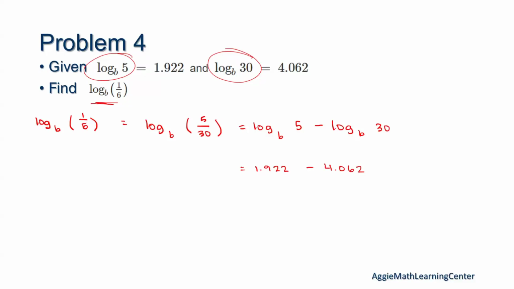Okay, does anyone have any questions on how I did that? Okay. So if I take 1.922 minus 4.062, I get negative 2.14. And that is the answer. Okay? So for this one, look at what you're given and look at what you have and see how you can rewrite what you have in terms of what you're given. Okay?